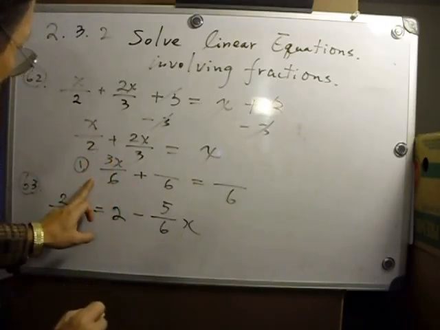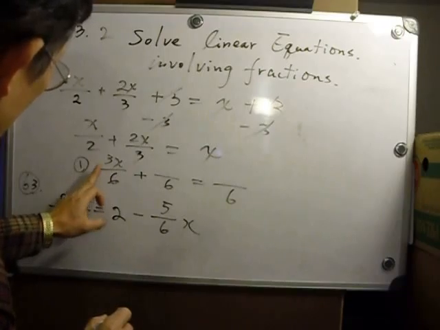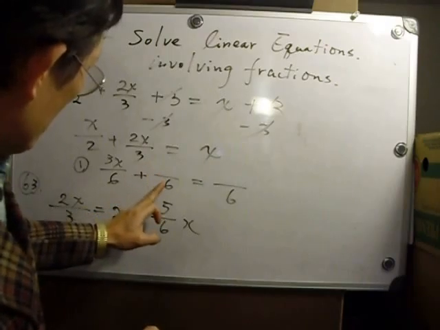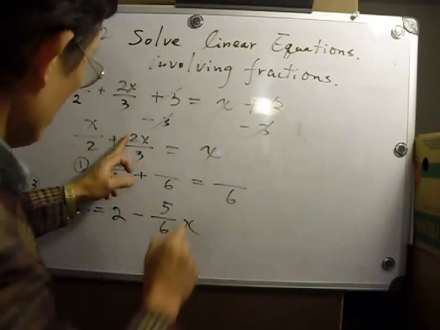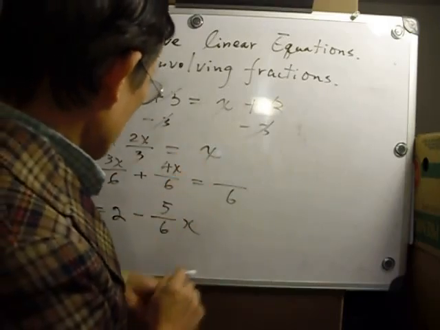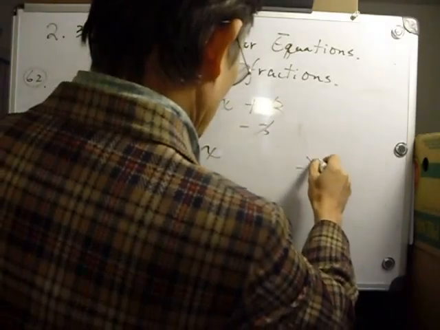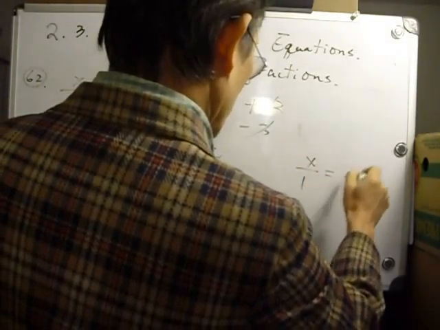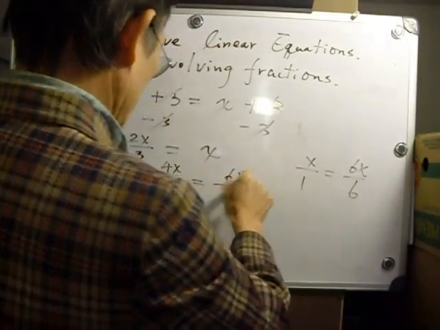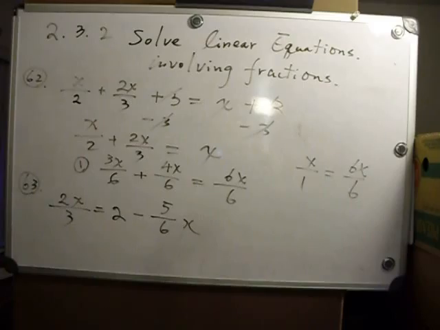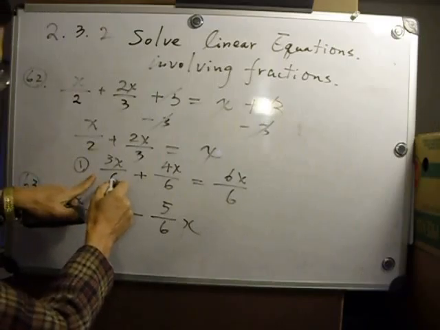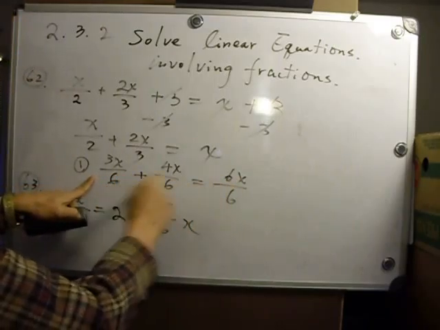That will be 3x. The first fraction changes into 3x over 6. For the second fraction, 3 becomes 6, so you multiply by 2. So 2 times 2x, 4x. The third fraction, assume it is x over 1. You want to change it into denominator 6, so you multiply by 6, and that will be 6x over 6.